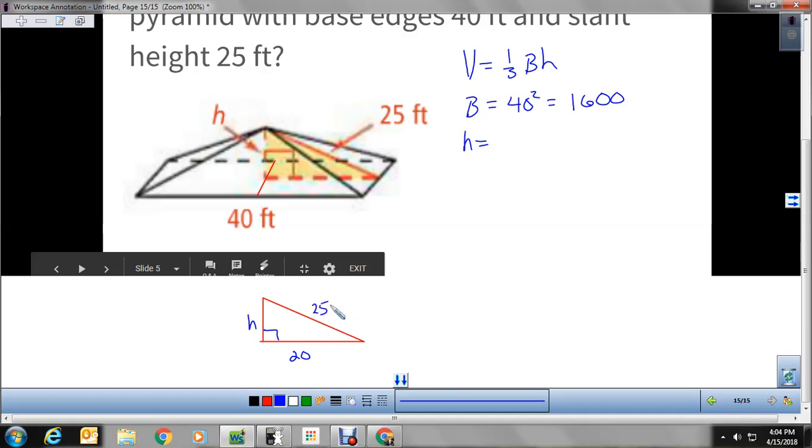So once again, as you set these up, make sure you put everything in the right place. So we have h squared, one of our legs. 20 is our other leg, so that's going to be 20 squared is equal to 25 squared.